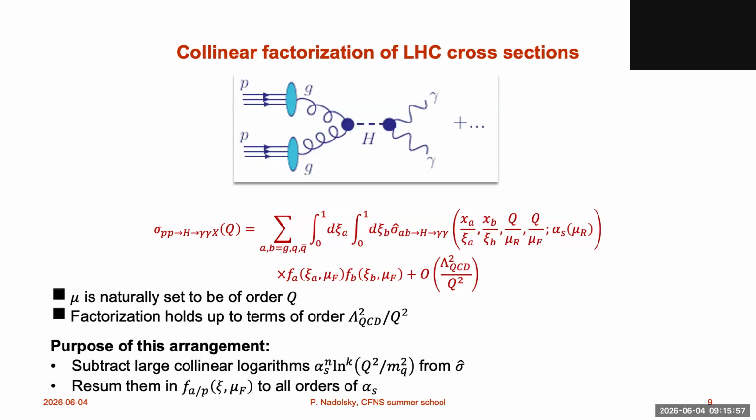So now what's the purpose of this arrangement? The purpose is that in general, if mu is very different from Q, sigma hat will have large logs, right? And these logs will scale like alpha_s to some power times the power of the log of Q squared over the masses of the quarks. And so these logs can be large. Therefore, this picture may not converge well in perturbation theory, but if we write the factorized picture, we are able to resum these large logs to all orders in perturbation theory.